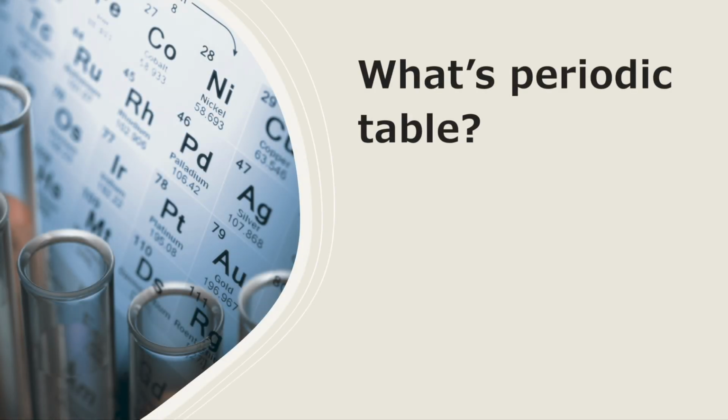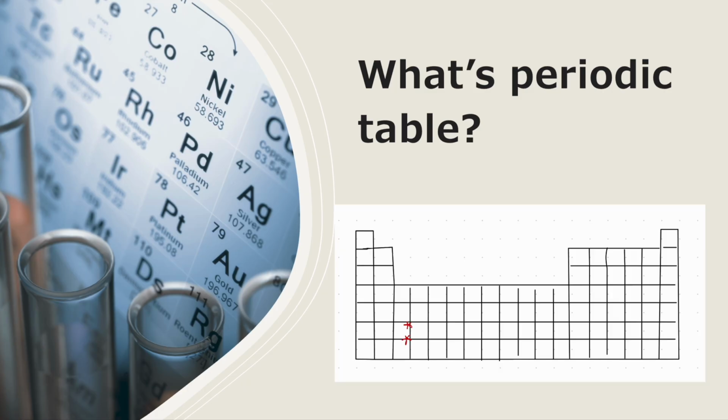The periodic table consists of 118 elements in 18 groups, which are those vertical lines that you see, and 7 periods, which are the horizontal ones, okay? The horizontal rows are called periods. Now, elements in the periodic table are organized by increasing atomic number.